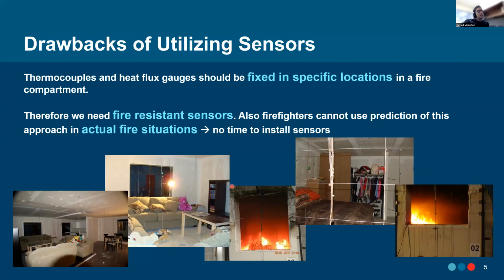But this approach is not really useful for firefighters, because in any room fire incident, firefighters cannot go and install sensors in the middle of a fire when the timing is less than 3 minutes. And this is one of the drawbacks that thermocouples and heat flux gauges have for predicting and monitoring flashover.